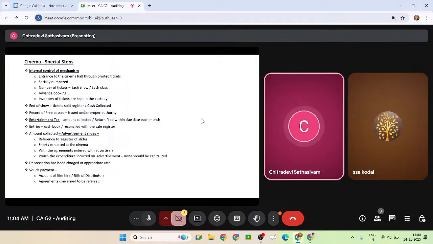Whatever advertisement money is collected by the concerned person, you cannot recognize that money as income. You have to wait until that advertisement is telecasted on the screen. Then only can you recognize that money as revenue in the books of accounts. You're getting my point. In short, as per AS9 for cinema theatres, only when something appears on the screen can you recognize that money in the books of accounts. Otherwise, that money remains a liability. Now, how do distributors and others operate?